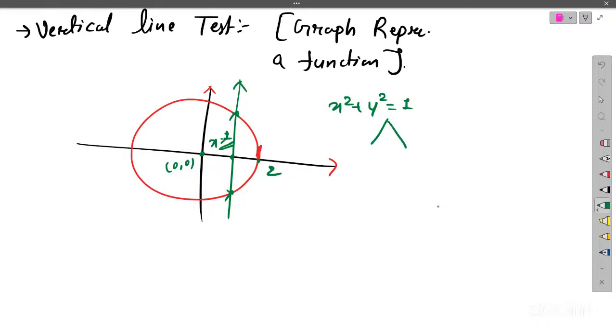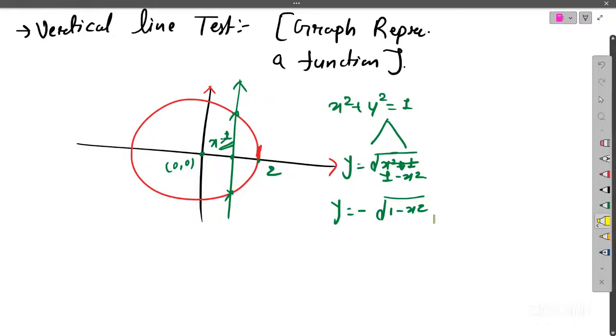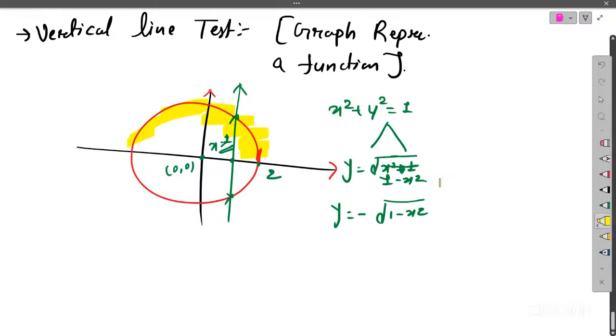That's why for a function we use two different expressions: y equals the square root of 1 minus x square, and another, y equals minus the square root of 1 minus x square. That means one expression for the upper semicircle, and another for the lower semicircle. It's a very well-known question. If someone asks you whether the graph of a circle represents a function or not, you have to say that it does not, because it fails the vertical line test.